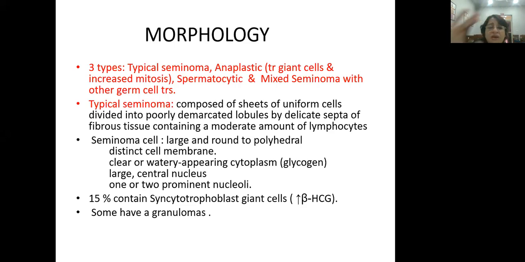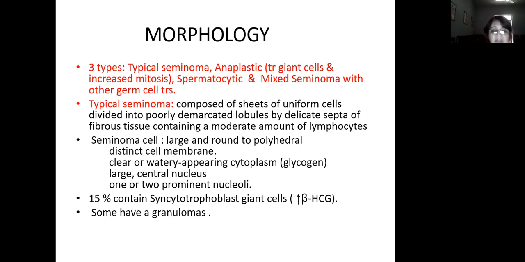So we have three main types of seminomas: classical seminoma, anaplastic seminoma, and spermatocytic seminoma. The typical seminoma is composed of sheets of uniform cells, exactly like the dysgerminoma I described yesterday. It has large cells, well-defined cell boundaries, clear cytoplasm, and a large nucleus with prominent nucleoli. The tumor is disposed in sheets and clusters, separated by fibrous stroma that is infiltrated by a lymphoplasmacytic infiltrate. That is the exact morphology of ovarian dysgerminoma.